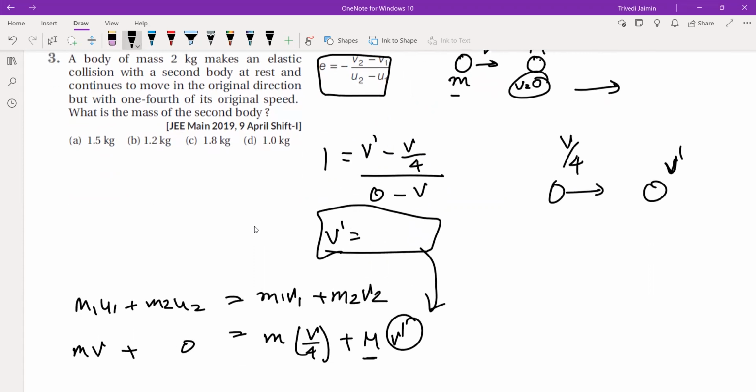Substitute this value of b dash in this one and find out capital M. Small m is 2 kg. It's a very simple question. Come on. Are you able to do it or not? Or shall I solve this? Yes or no?